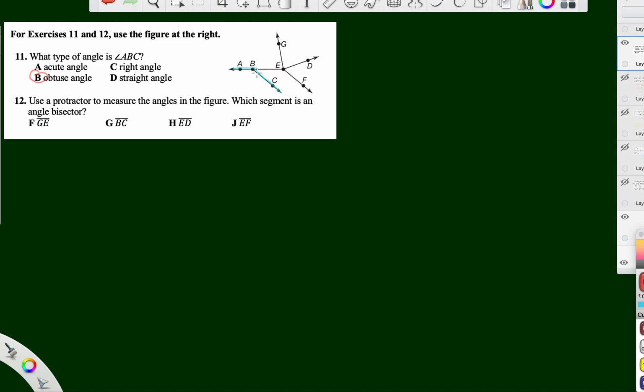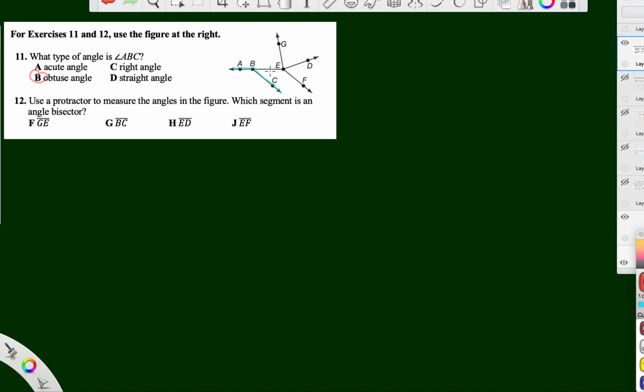Pretty simple, right? If I gave you a different one, if I said it was CBE or FED, you could say, hey, that's an acute angle. I don't see any right angles here, so I'm not going to put anything on there. ABE, I could say that ray is a straight angle, but I'm not going to use that. So you can rest assured. Use a protractor to measure the angles in the figure. Which segment is an angle bisector? So I'm not going to do that.